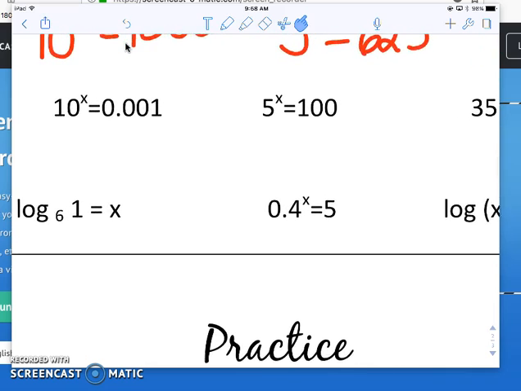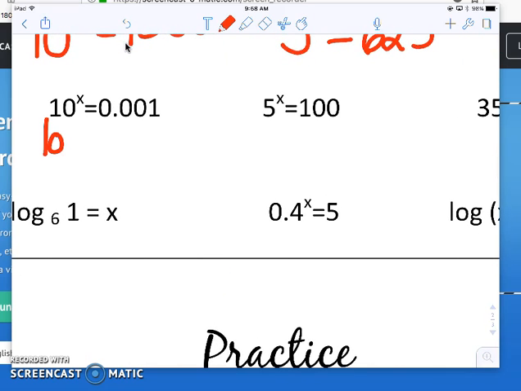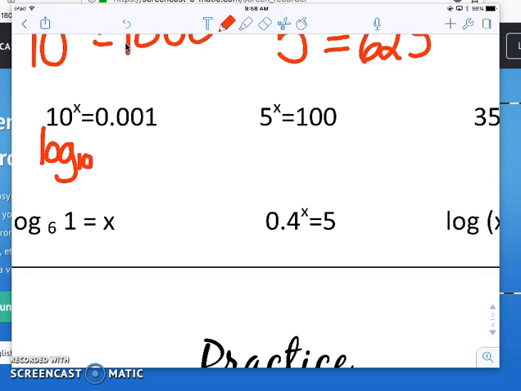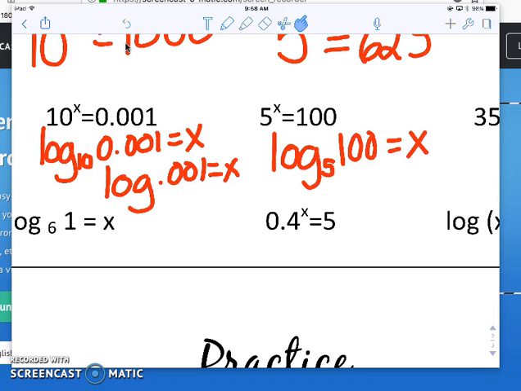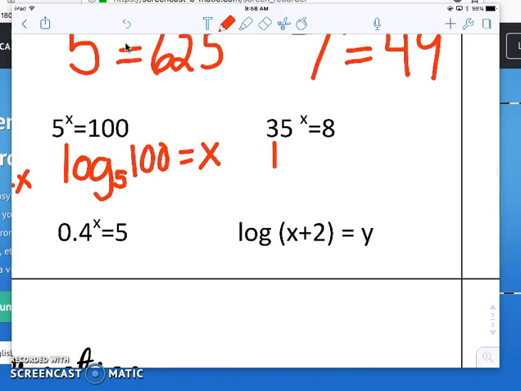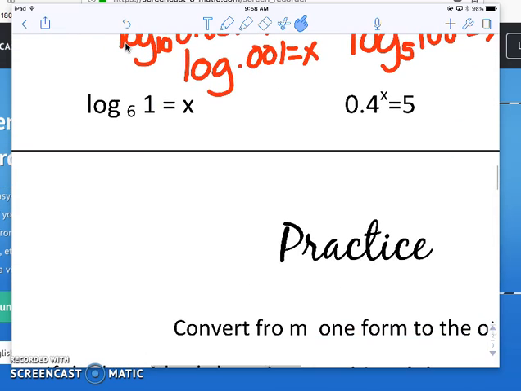And then we're asked to go the other way, rewrite it in log form. So the base of our exponent is the base of our log, so log base 10 of 0.001 equals x. But you won't see it with log base 10. You'll just see it as log of 0.001 equals x. This next one, log base 5 of 100 equals x. Then we have log base 35 of 8 equals x.